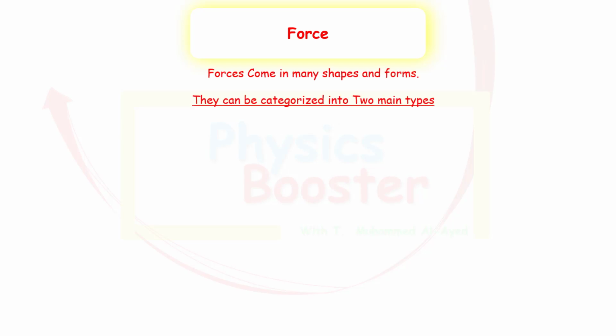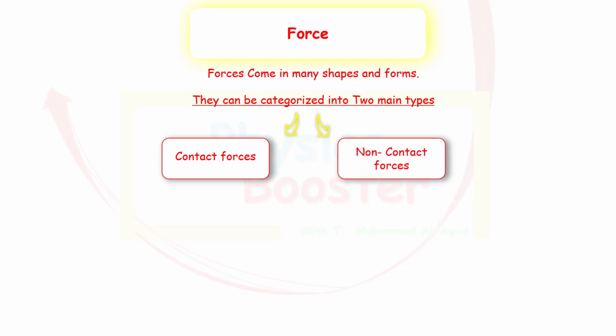Now we can say that forces come in many shapes and forms, and they can be categorized into two main types. The first type is called contact forces, and the other type is called non-contact forces. What's the difference between them? Well, contact forces need direct interaction between the object and the force.